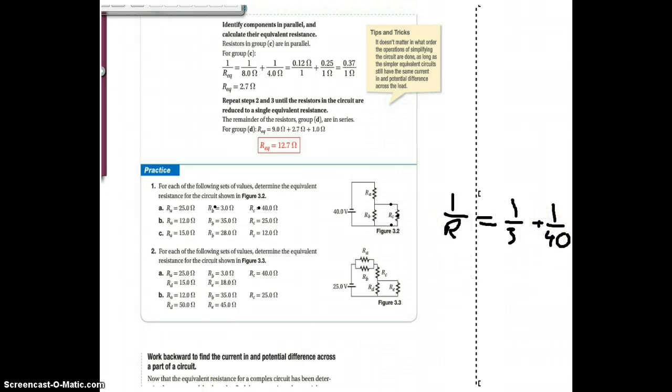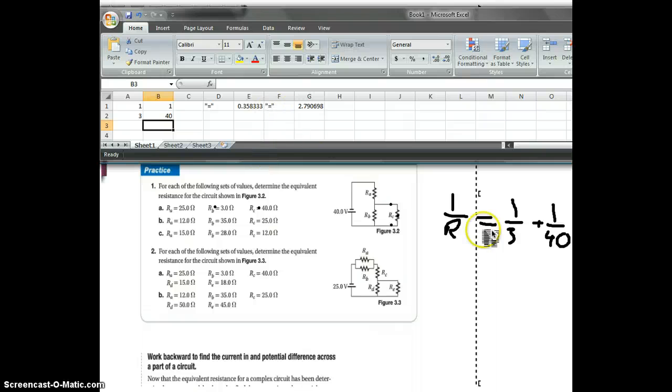So when I bring this back up, I had to take the reciprocal. 0.358 is the combination of these two. Going reciprocal on it gave me 2.78. And then I have to add that to the other resistor right here, 25. Enter, and it's 27.8, which really should be your answer for letter A.